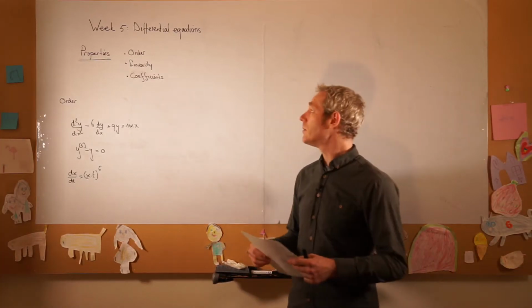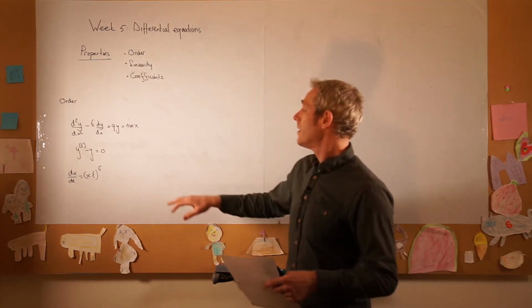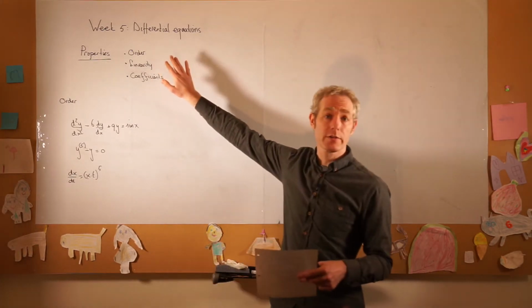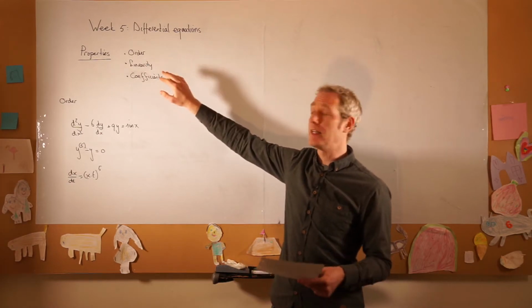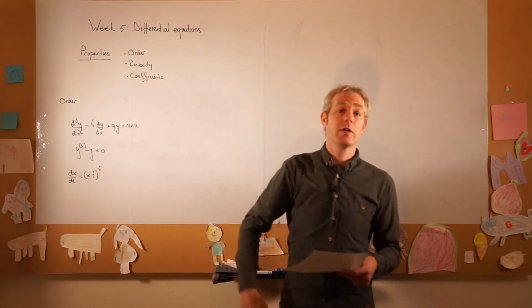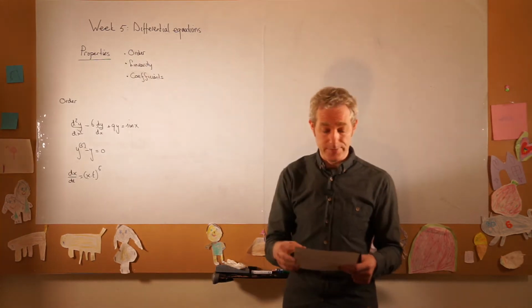In this part, we will be looking at three properties of differential equations. The first one will be the order of a differential equation. The second one is linearity. Is a differential equation linear or not? And we will look for linear differential equations at coefficients.